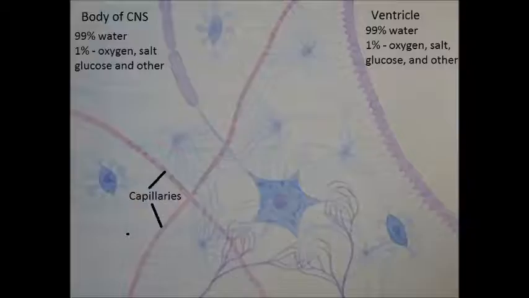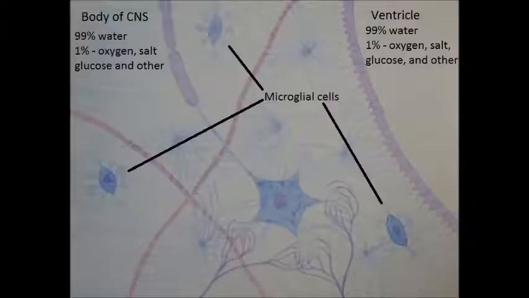These are two capillaries that produce the cranial fluid. These are microglial cells. These are like in your blood you have T cells. These are the same thing.